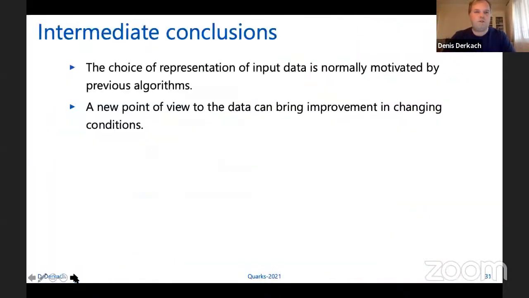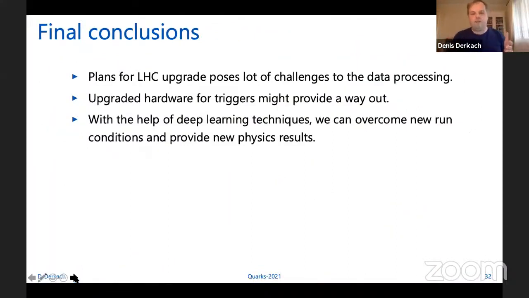Okay, so the final conclusions for me are that plans for the LHC upgrade pose a lot of challenges for data processing. Upgraded hardware for triggers might provide a way out. We have seen that triggers are gradually shifting towards mixed solutions or GPU-only based solutions, which is interesting for machine learning because we can use the most recent advances of machine learning in this way, and we can use batch processing, which is hard to do on the CPU. This creates a lot of opportunities, and thus deep learning has got lots of people working on deep learning solutions for this or that area, and it will be quite interesting, I guess, in the next several years at the LHC in terms of deep learning.